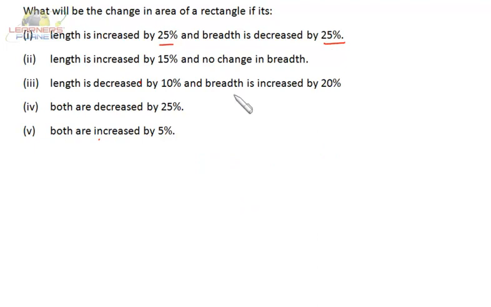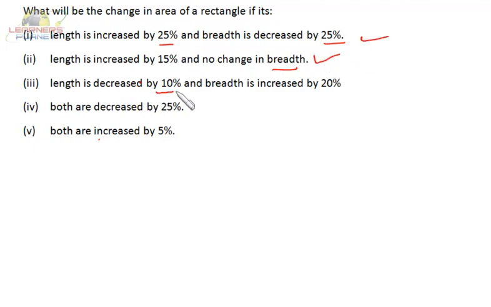Now length is increased by 15% and there is no change in breadth. That means only one variable is making an impact. There is no contribution of the other variable. That means the area will also be changed by 15%. No calculations are required. Okay, I hope you are clear.